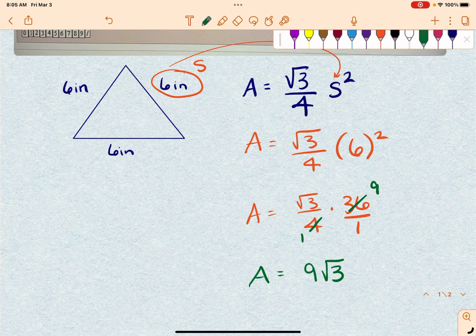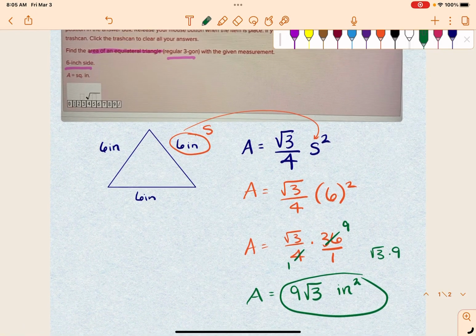Now, some people might have done this, but I want you to think about what we do with variables. When we have variables, you know how we always put the whole number value in front of the variable. Like if it was x times 9, I'd write 9x. So this has to go in front of the square root. That's always the way that it's kind of set up. And so this is going to be inches squared.